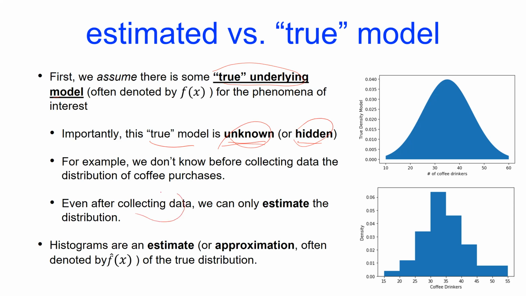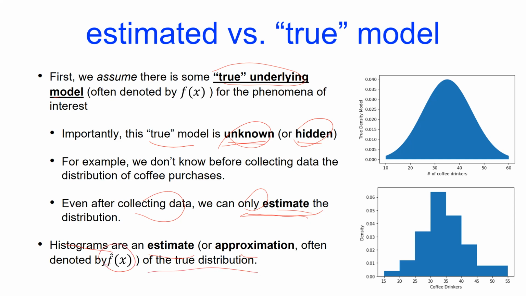But after we collect data, like I measure each of you in the class, we are only able to estimate the distribution. We have a histogram. So we say, hey, this is maybe a reasonable approximation, but how good is that? It really depends on how many bins you choose, right? How many samples you collect, those things. So histograms are an estimate or approximation of the true distribution.